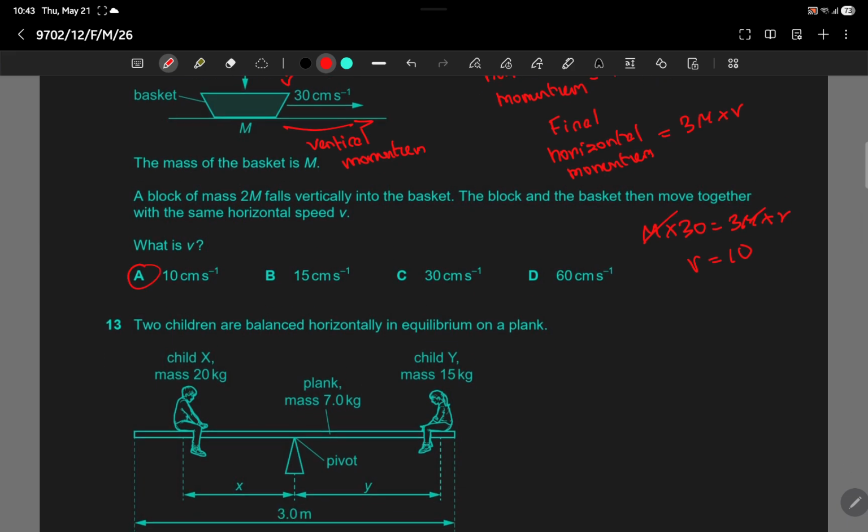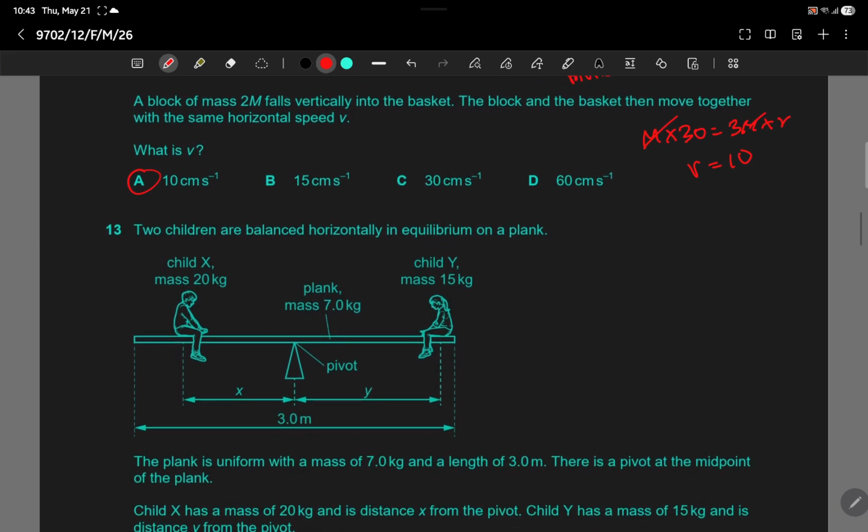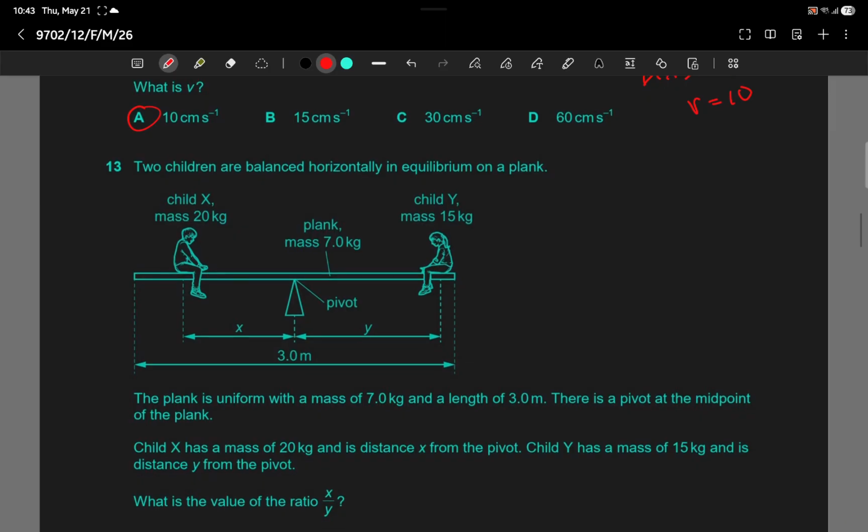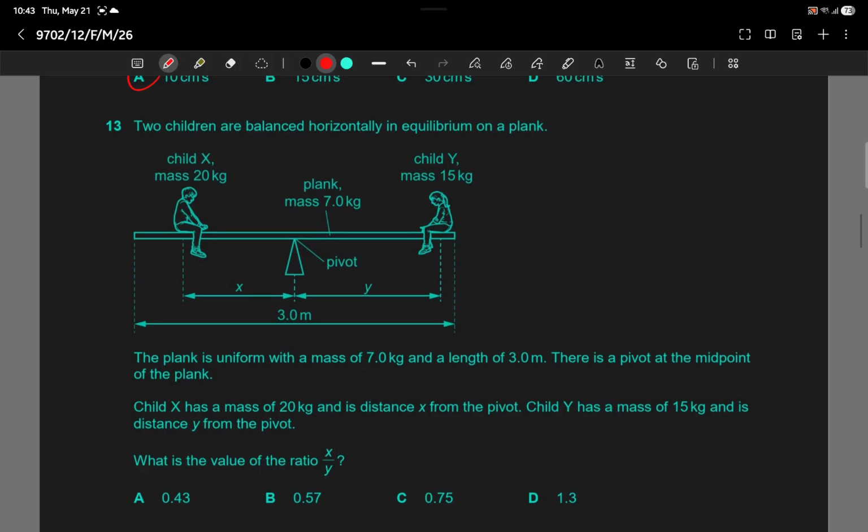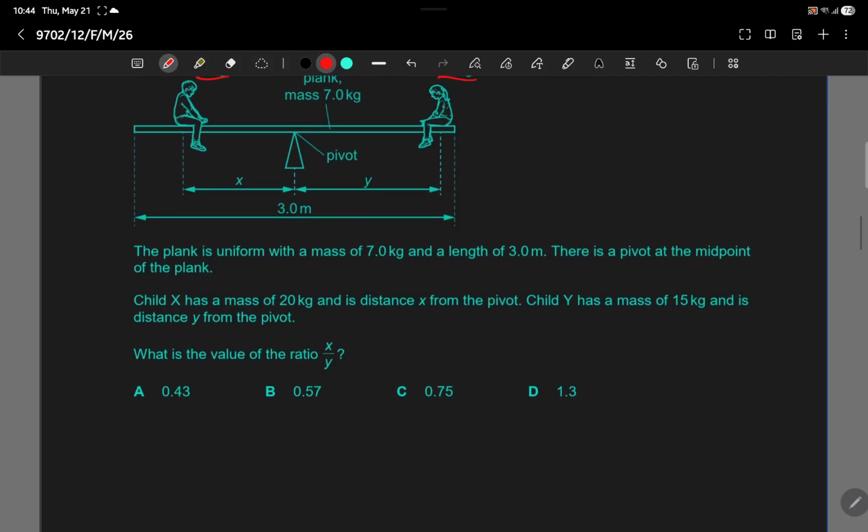Right? Now, question number 13. The two children are balanced horizontally in equilibrium. This is a moments question. So this is one mass. The mass of child Y is 15 kgs. The mass of child X is 20 kgs. The pivot is here. Okay, and the mass of the plank is 7 kgs. This is given. Okay, so this is also a past paper question.